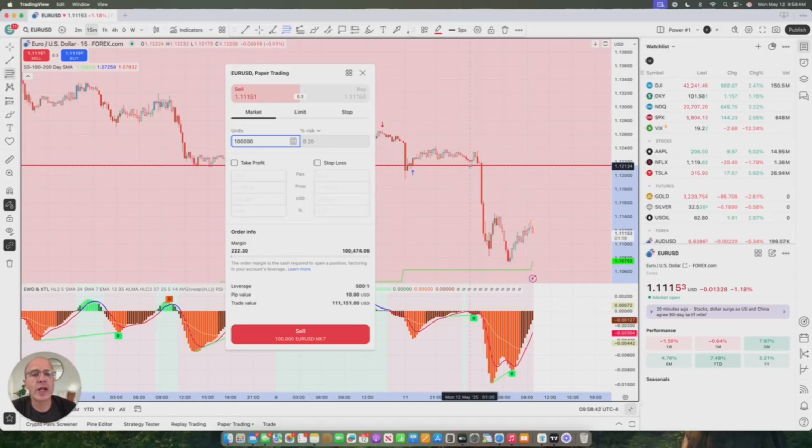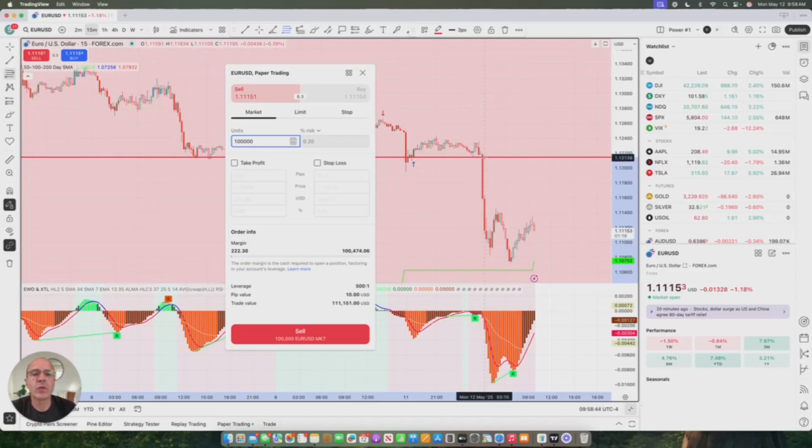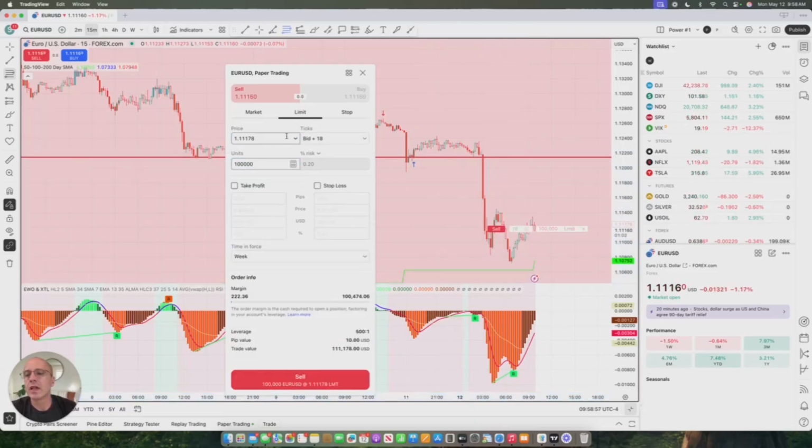So right here, the entry on Friday should be in this bar, when the market broke that low right there. Let's say that your entry was 12.14. So you put a limit, and then the price you write down is 12.14.